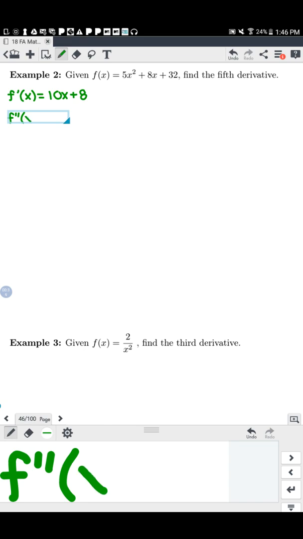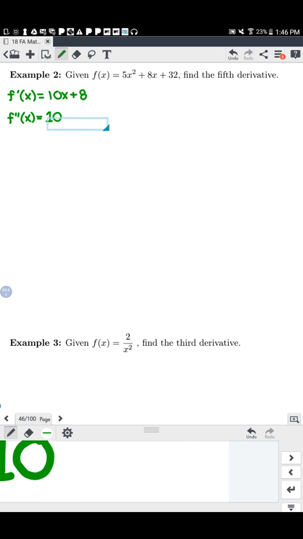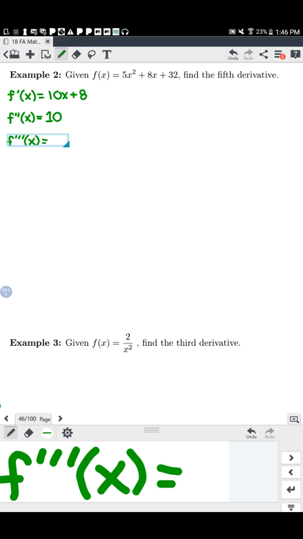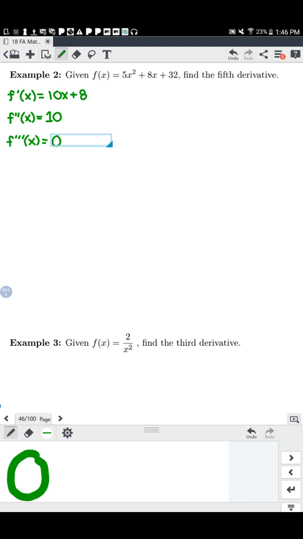My second derivative is the derivative of my first derivative. So I'm just looking at 10x plus 8. The derivative of 10x is 10, and the derivative of 8 is 0. Now I'm ready to find my third derivative by taking the derivative of my second derivative. So I'm taking the derivative of 10. The derivative of 10 is just 0.